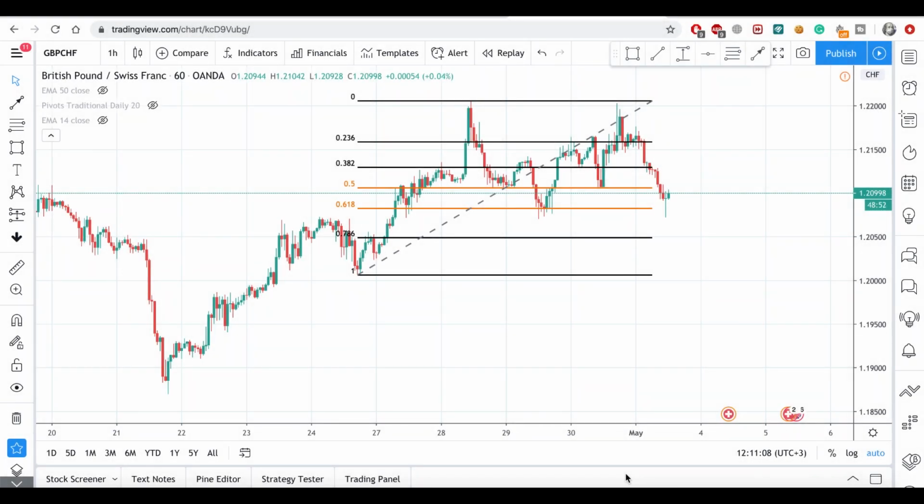Hey guys, welcome back to Quant Capital FX, and today we will show you how to trade price action with the Fibonacci retracement tool. This is the best price action strategy for small accounts, as we jump into the trade like a sniper.